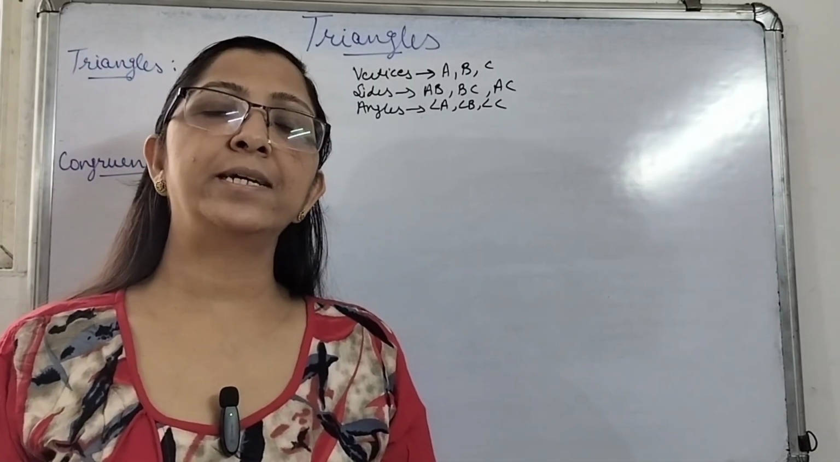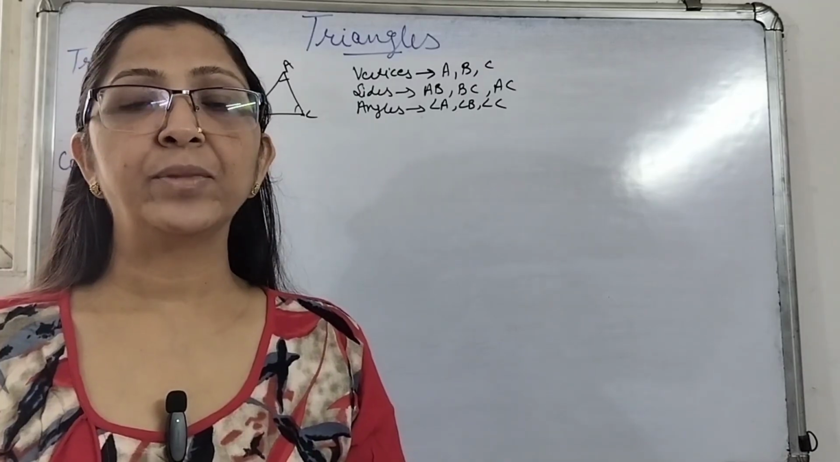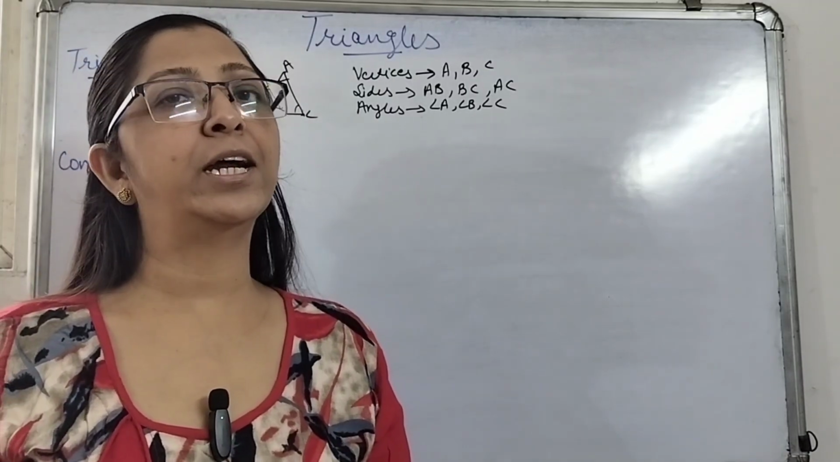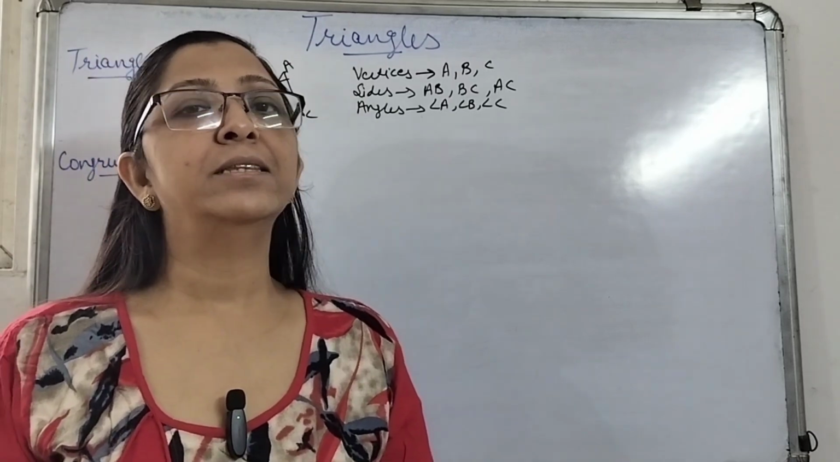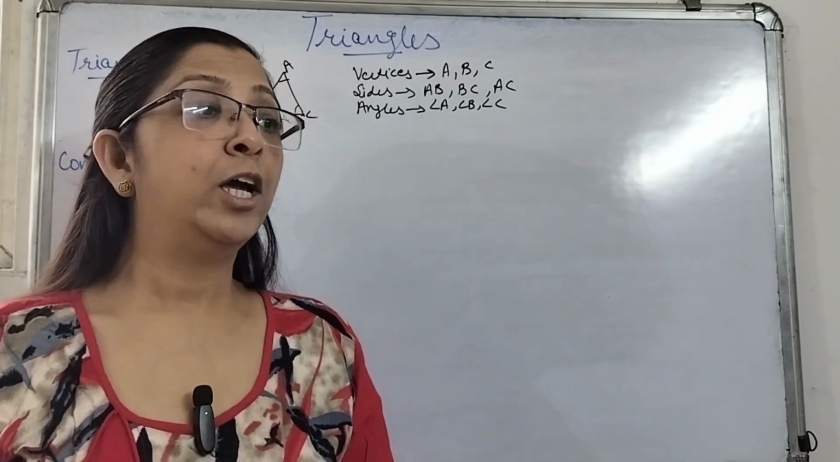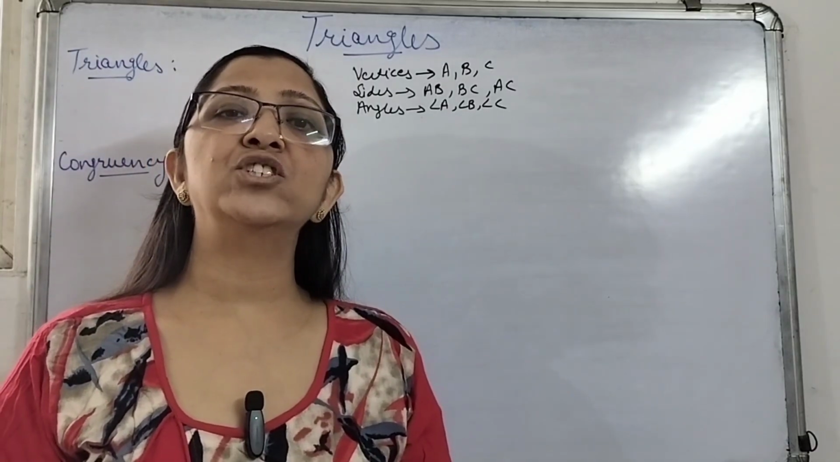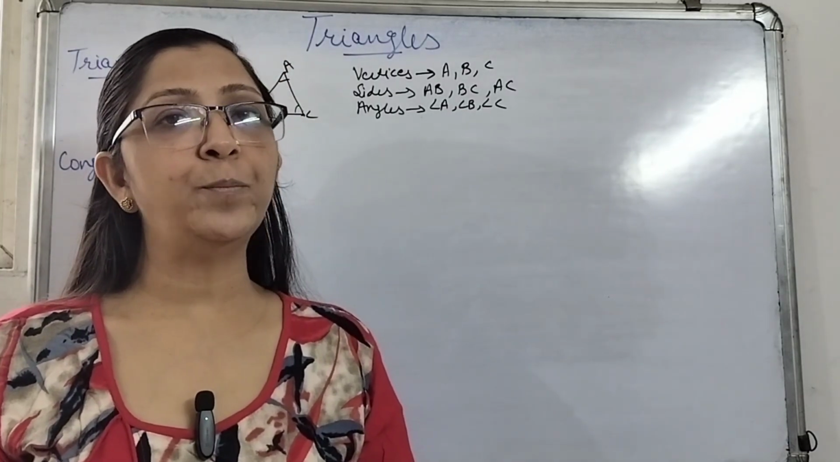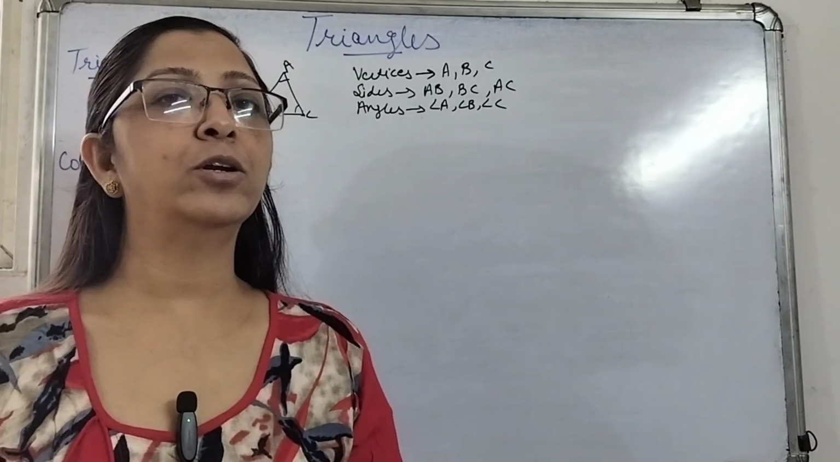So what is congruency? Congruency means things which are exactly the same. That is, if there are 2 things which are exactly the same in all respects, then we say these 2 things are congruent. Now, if we compare figures, and there are 2 figures which are exactly the same in shape and also in size, then we say that these 2 figures are congruent.